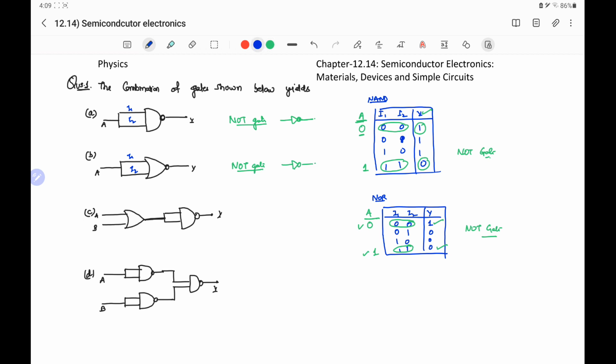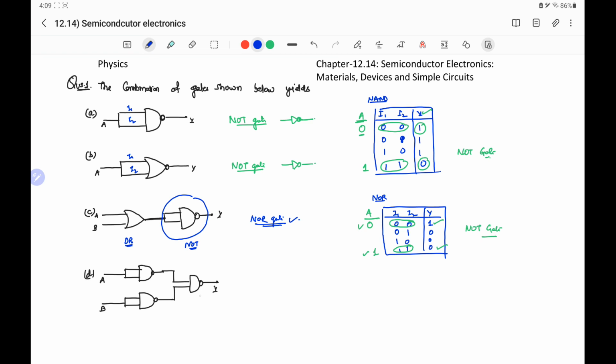In part C, the first is an OR gate, and it is followed by this symbol, as we have shown in part A, a NOT gate. That means it is OR followed by NOT. That means we can say it is a NOR gate.